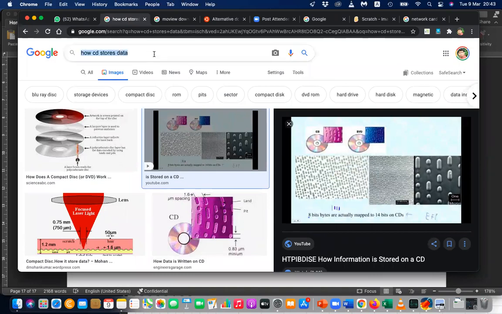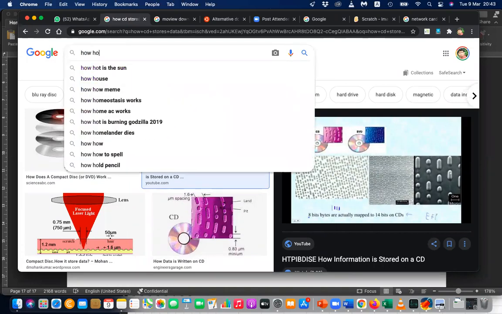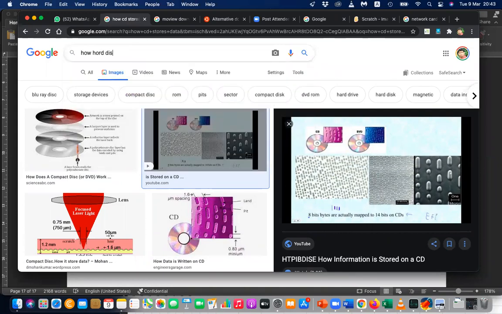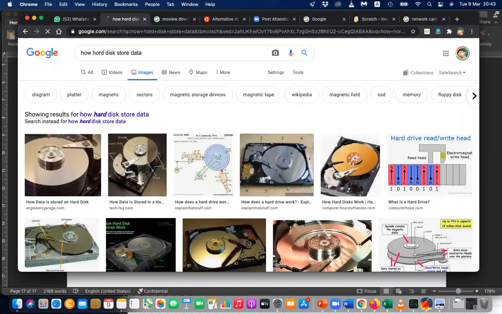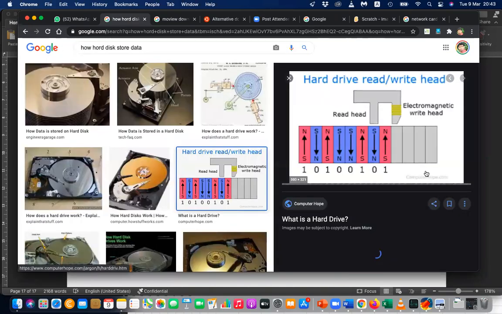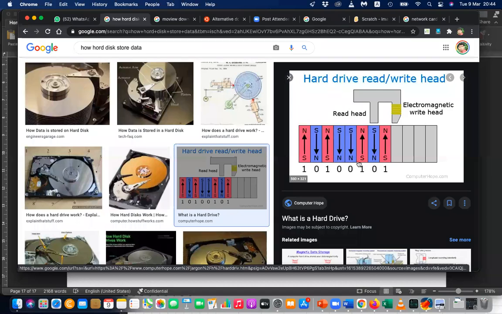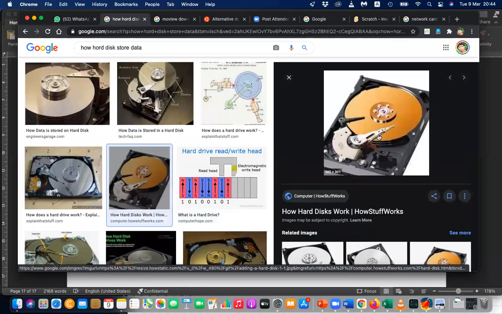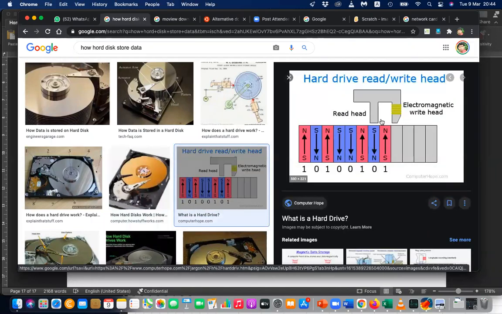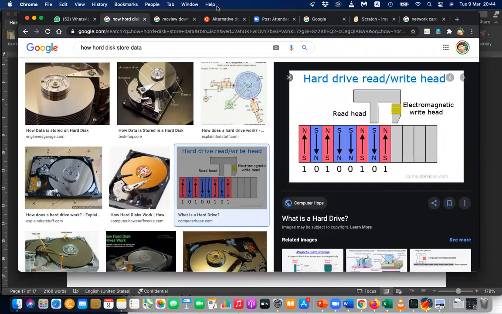Then what happened in the hard disk? How does a hard disk store data? It uses magnetic particles, something like this. It uses magnetism. One orientation, NS, is 1, and the other, SN, is 0. This head is magnetizing these particles, and you can see this is inside the hard disk. This is the head. It magnetizes the disk, and by that it stores these ones and zeros.